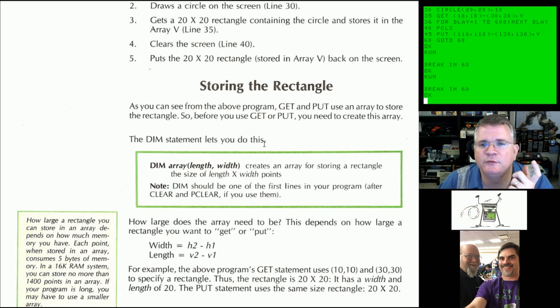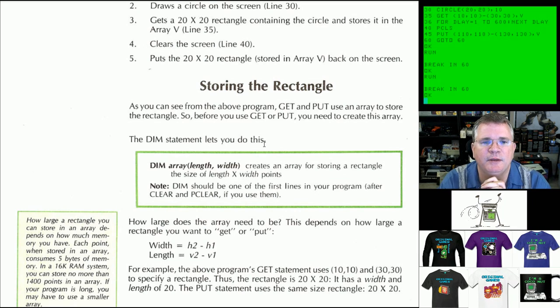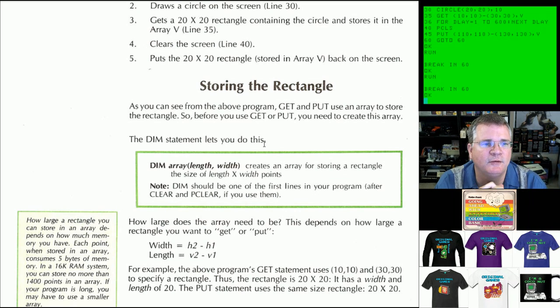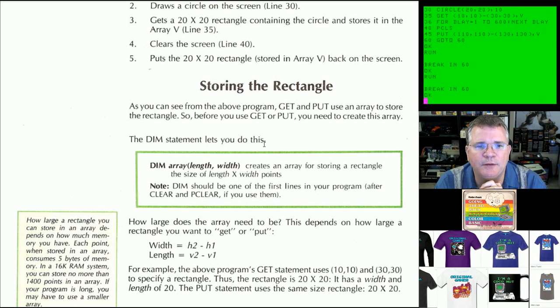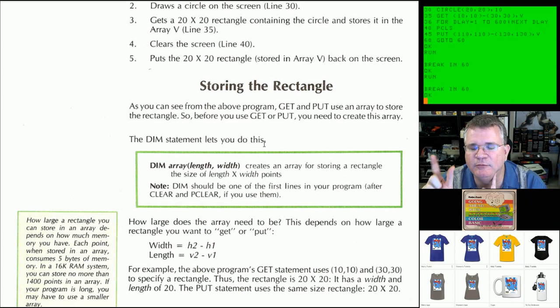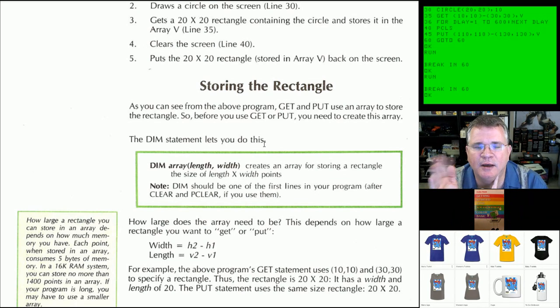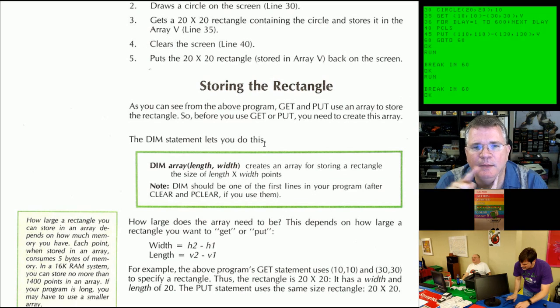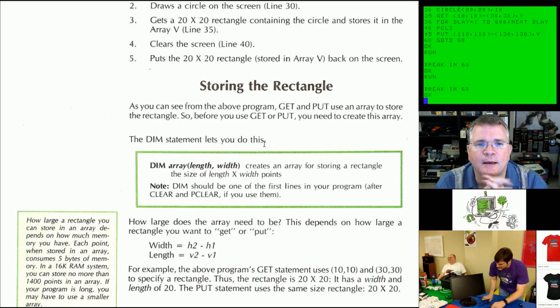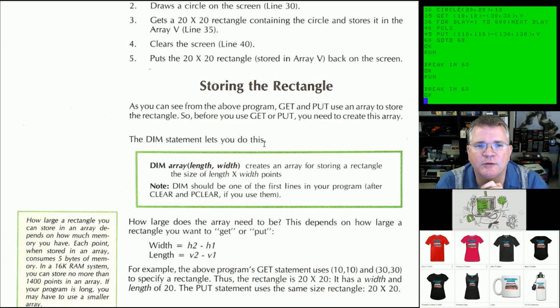We have to use the DIM statement to dim the array, to specify it. The DIM array, the array is the variable you want to assign to it. In this case it was V, and then the length and the width in pixels. It says DIM should be one of the first lines of your program after CLEAR and PCLEAR if you use them.